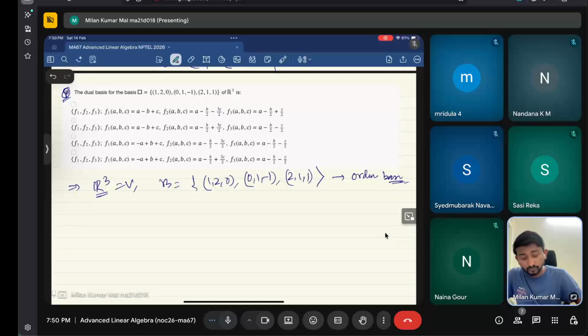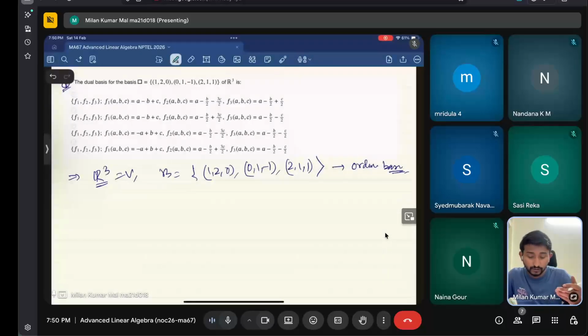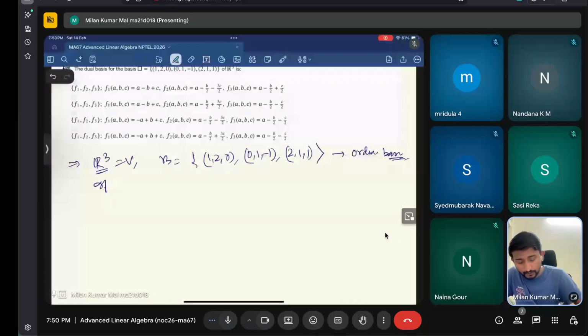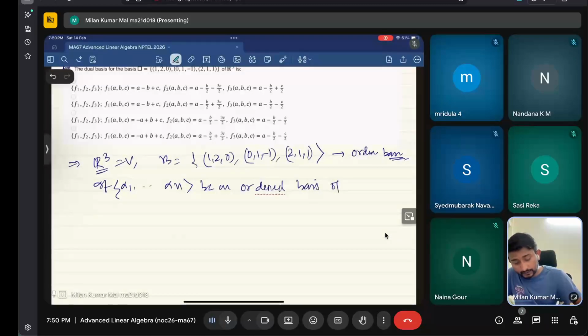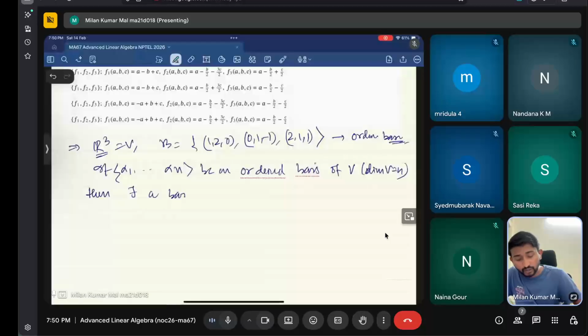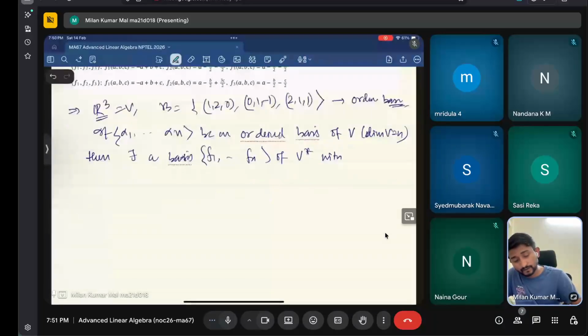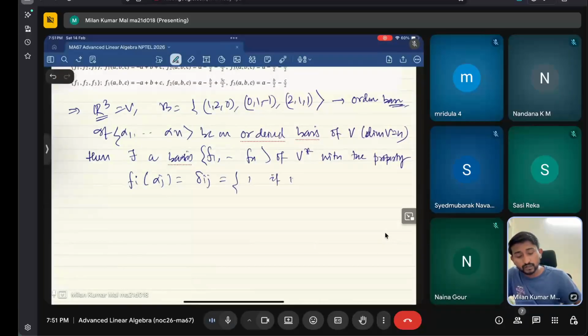Now, what is the dual basis of a basis? If alpha 1 all the way to alpha n is an ordered basis of V, with dimension of V obviously n, then there exists a basis f1, f2, up to fn of V star, the dual space, with the property fi(alpha j) equals delta ij, the Kronecker delta, which equals 1 if i equals j and 0 if i not equals j.